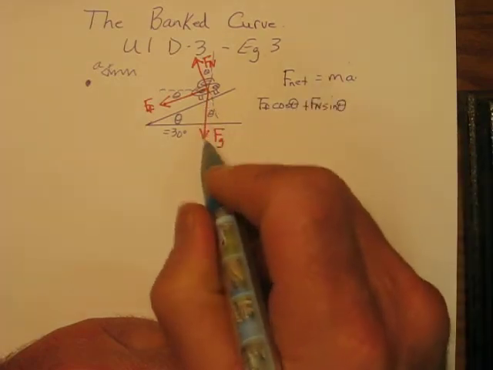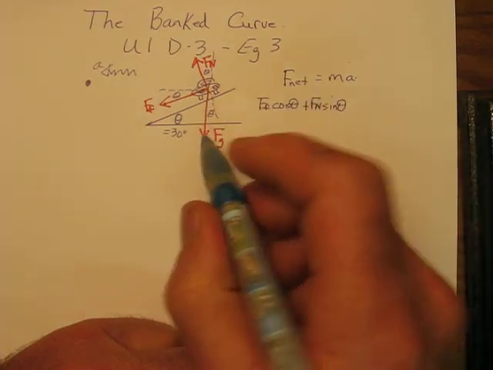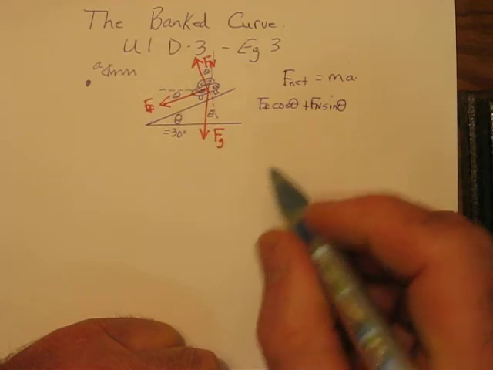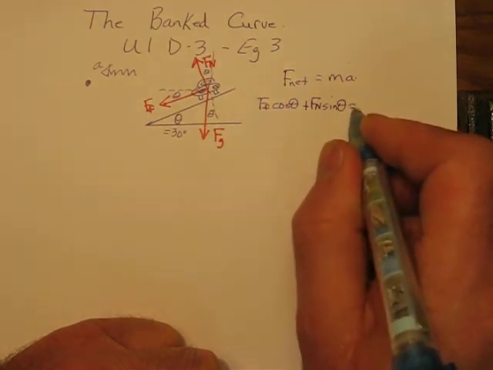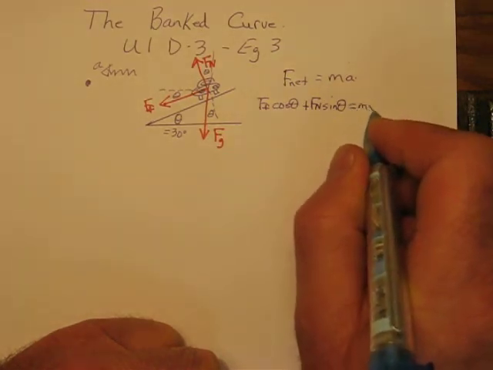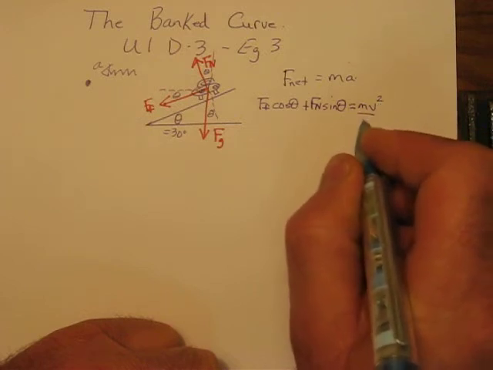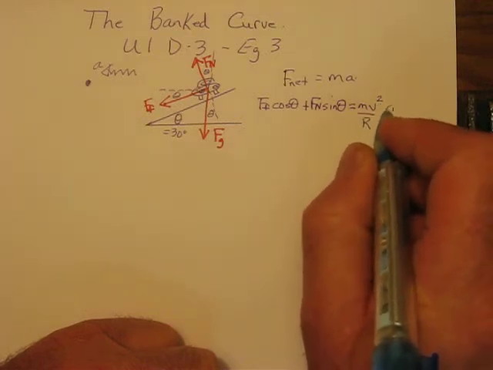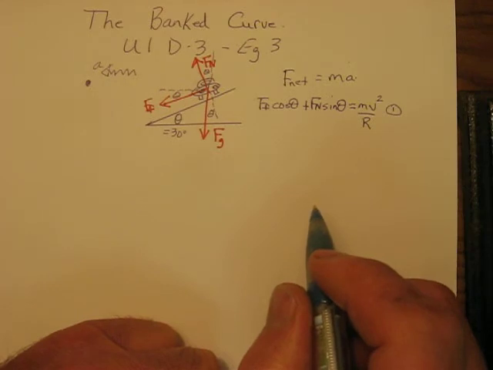What about Fg? Fg is straight down. No, it does not have a horizontal component. So we can let that equal, and because we're going in a circle, we can let it equal mv squared over r. This is our first equation. Check the problem, you can substitute numbers into that equation.